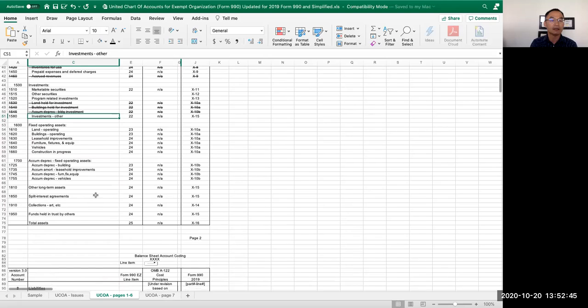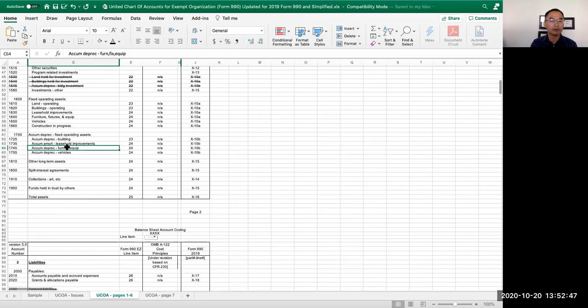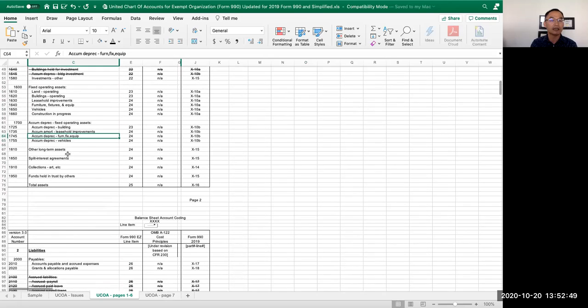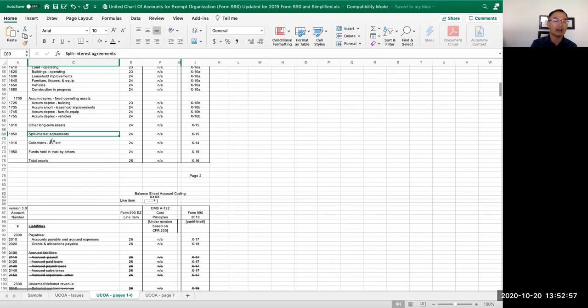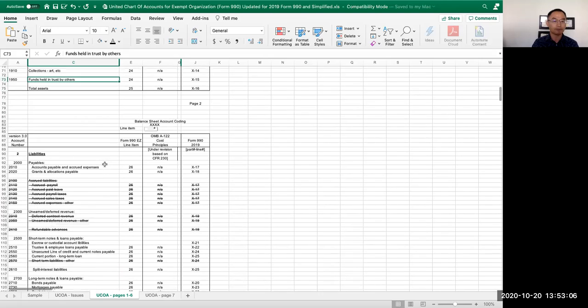And of course, accumulated depreciation, we put in there. And the other long-term assets, split interest agreement, rarely have it. But we could put there arts collection, and we can put there fund held for others. If you don't have it, you don't need to use it.